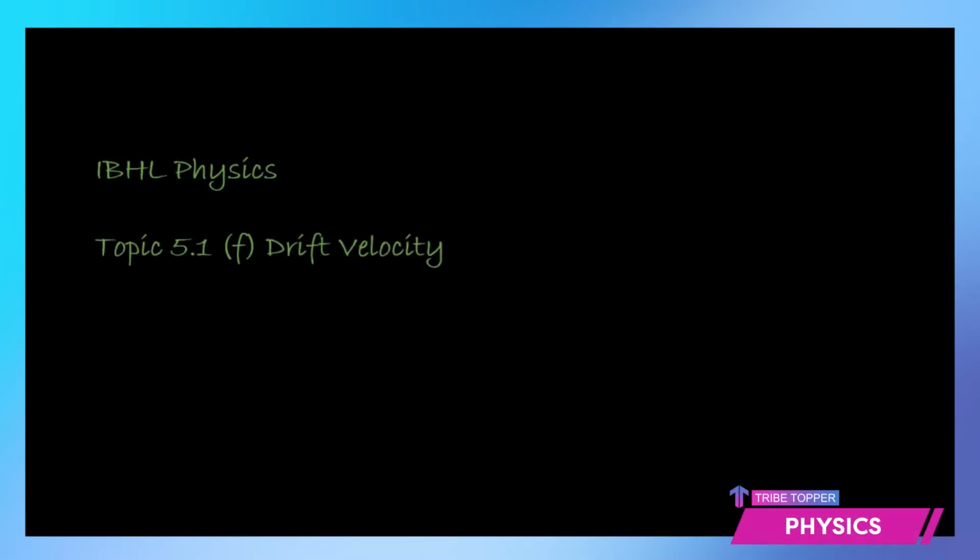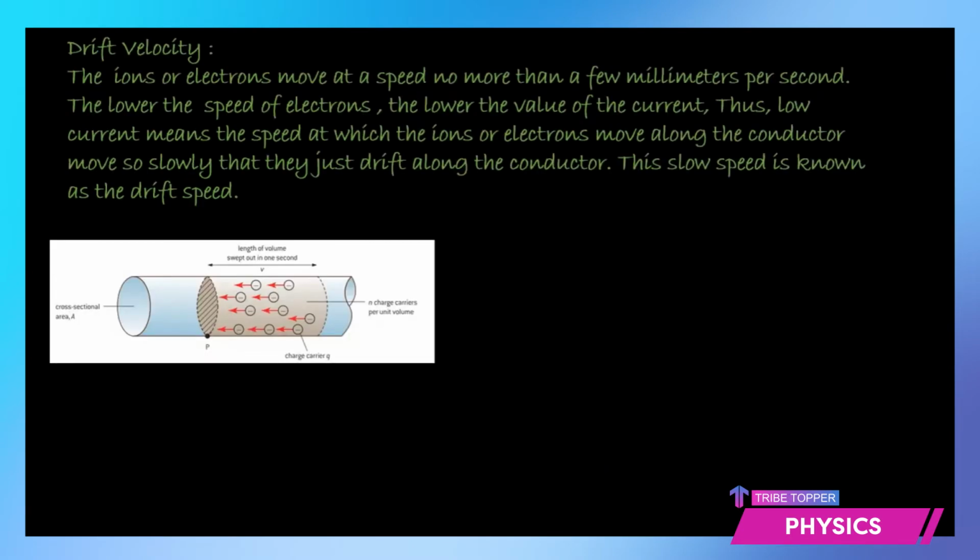In this video session, you are going to learn about drift velocity. So let's understand what drift velocity is. The ions or electrons are not moving at the speed of light, like very, very fast. They rather move at a speed no more than just a few millimeters per second.